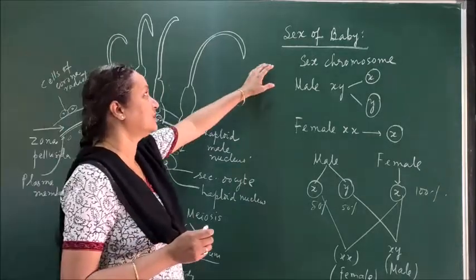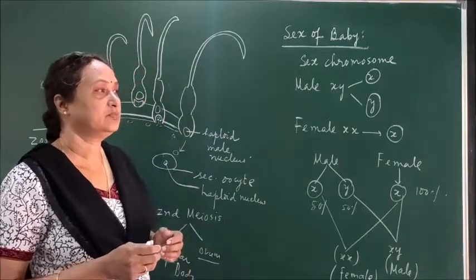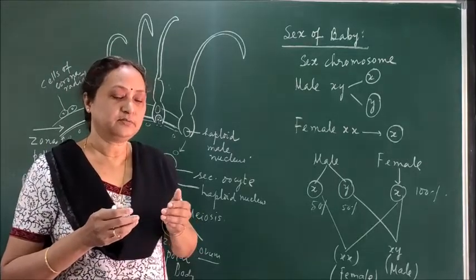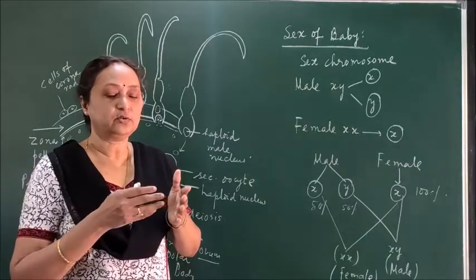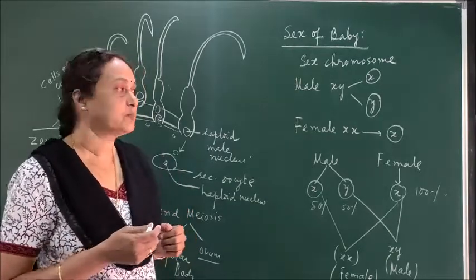Now, how is the sex of the baby determined? You know that after the process of fertilization, pregnancy starts in the female, and the fetus or the embryo gets implanted to the wall of the uterus. So how do we determine the sex of the baby?